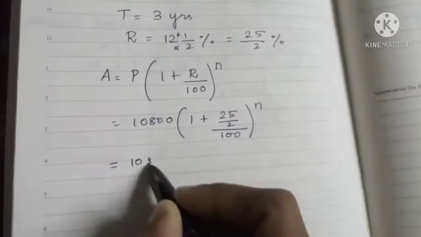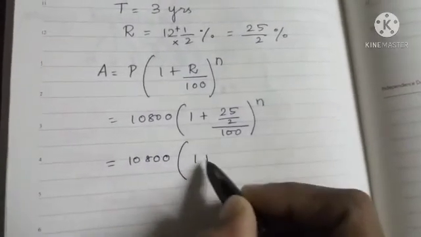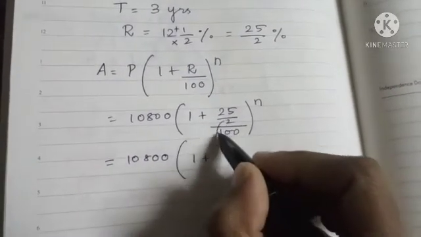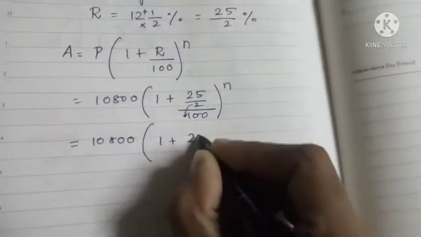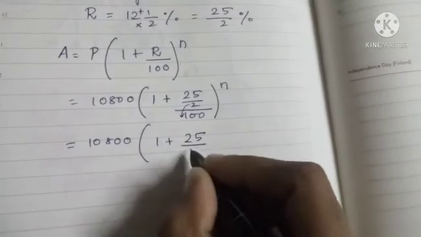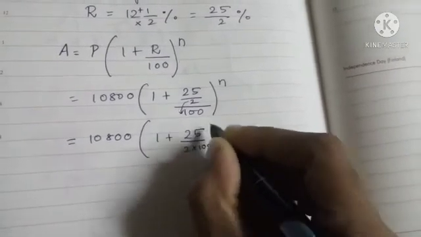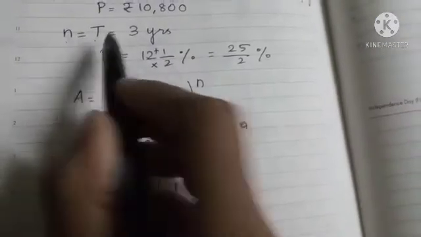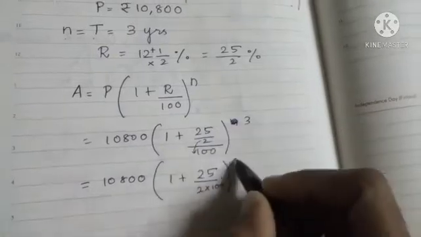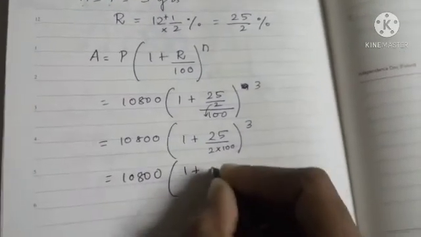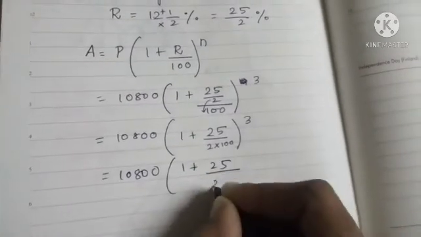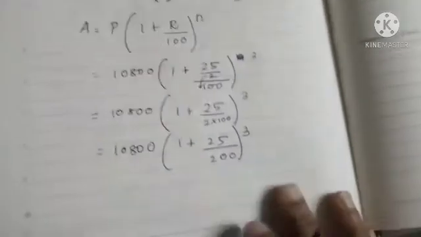Now, 10,800 into 1 plus 25 by 2 into 100, because both are denominators, so it will get multiplied. The whole power, sorry, n is what children here? n is nothing but t. The meaning is n is nothing but t, so 3. Here also 3. 10,800 into 1 plus 25 by 2 into 100, that is 200, the whole power 3.